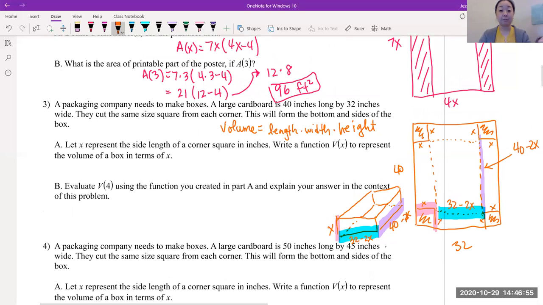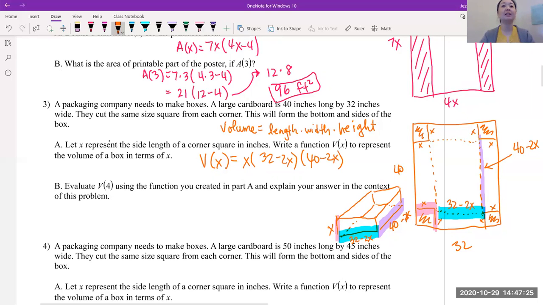Okay, so now we've got length and width and height. Happy days. So now we can write the volume. So V of x is equal to, right? I like to put in my x first just because it's a monomial. Even though technically it's my height, it's okay. We're multiplying. It doesn't matter what order we write it in. So give me x, parentheses, 32 minus 2x, parentheses, 40 minus 2x, end parentheses.